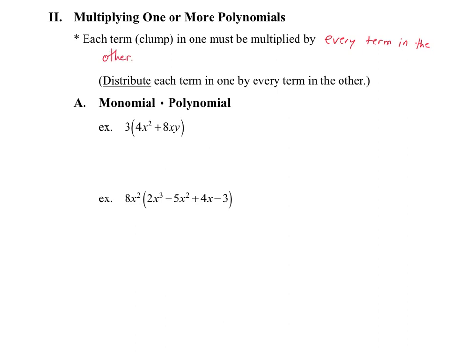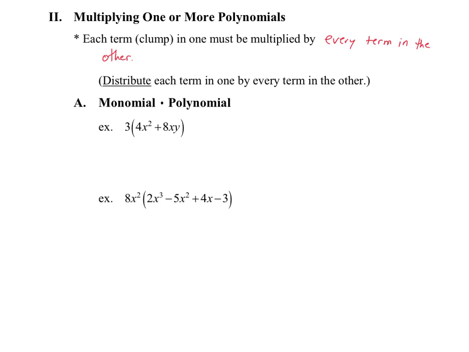And really it's just the distributive property that we looked at before. So that's what I wrote here. I wrote distribute each term in one by every term in the other. So if we take something like this, I wouldn't write this, I'm just trying to make a point, but something we have been doing for a while would maybe be like a 3 times x plus 5 or something like that. And we would just do a distributive. You do 3 times x plus 3 times the positive 5. We do the same exact thing when we do a monomial times a polynomial multiplication.